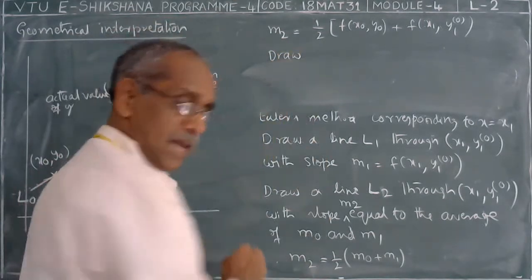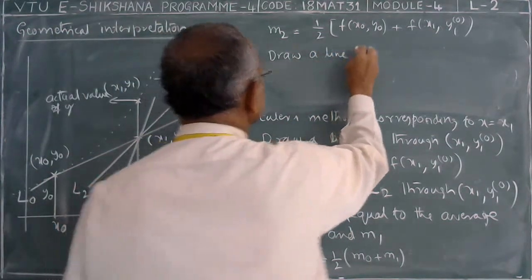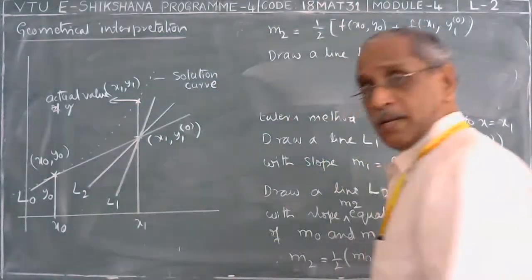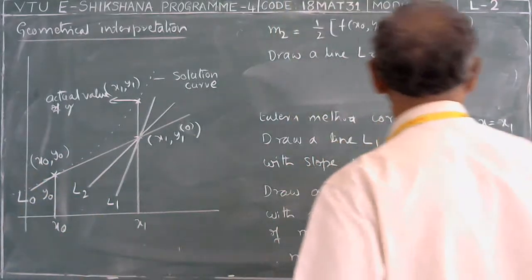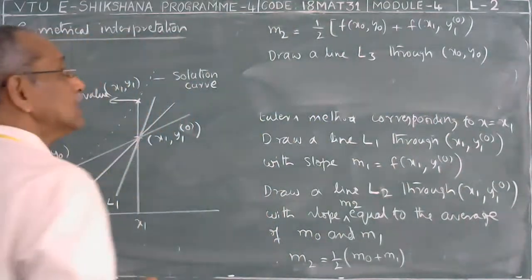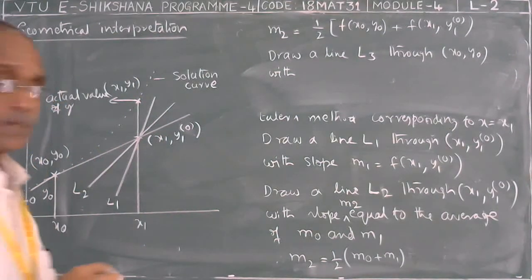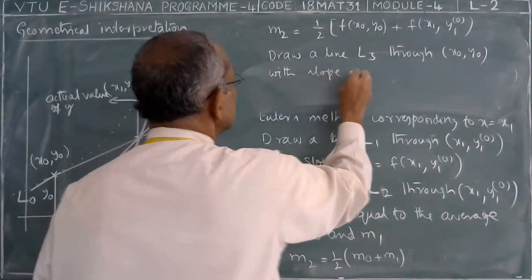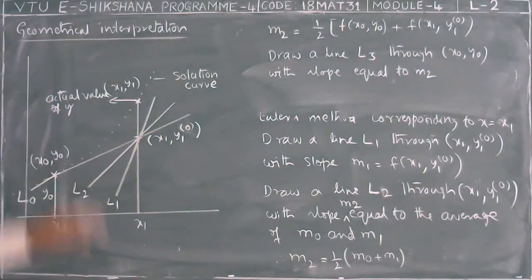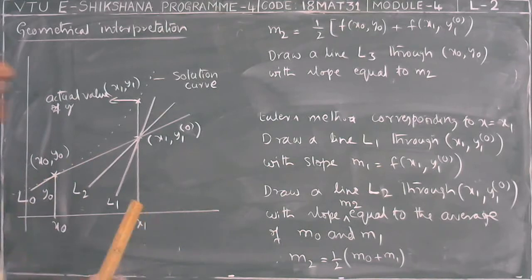Now, draw a line L3 through x0, y0 with the slope equal to m2. That means a line parallel to N2, drawn through this point.